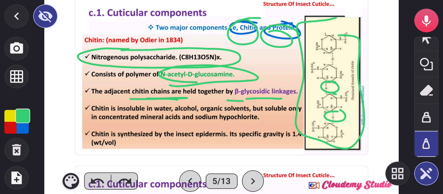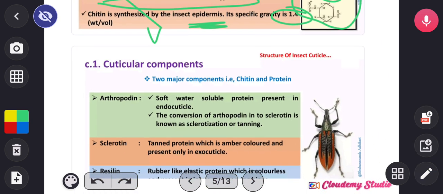Chitin is insoluble in water, alcohol, and organic solvents, but it is soluble in concentrated mineral acid or sodium hypochlorite. It is even insoluble in weak acid as well. Now, chitin is synthesized by the insect epidermis, and it has a specific gravity, which is weight over volume, of 1.4. That is the first cuticular component.